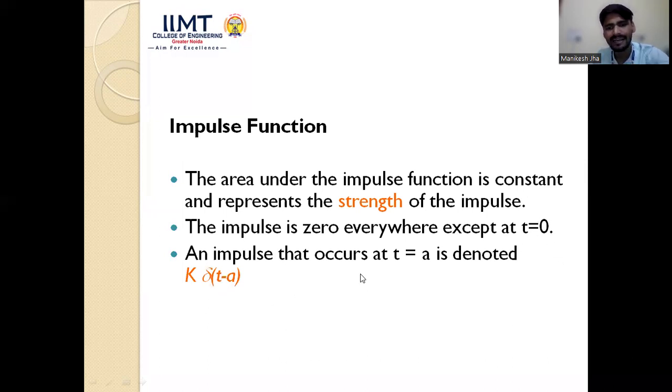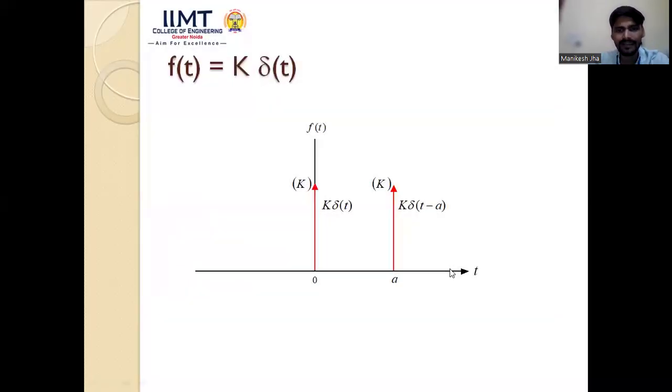Any impulse that occurs at t equals a, if one impulse signal is there at the time instant t equals a, then it is defined as k del t minus a. We are going to shift that del t signal by a units, and the new time instant becomes t equals a.